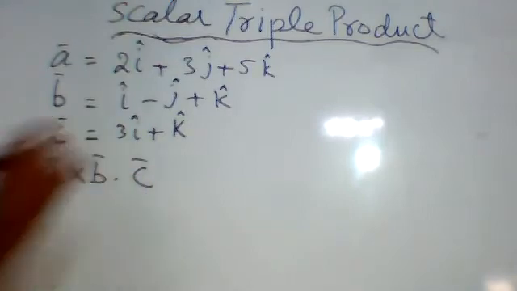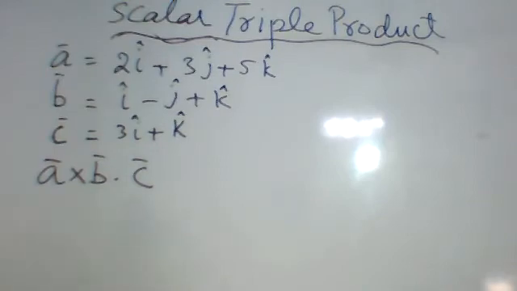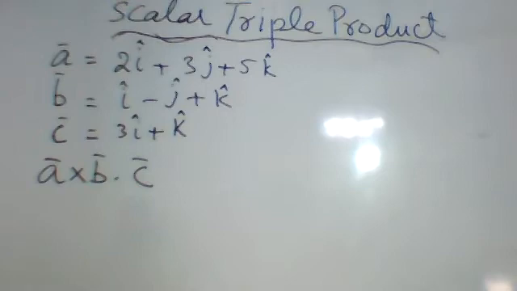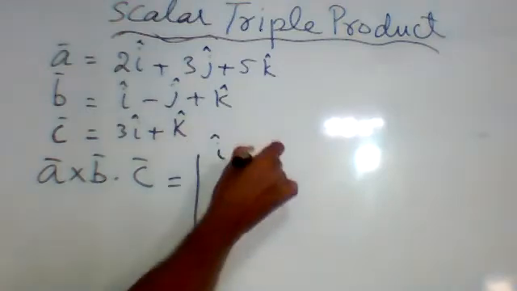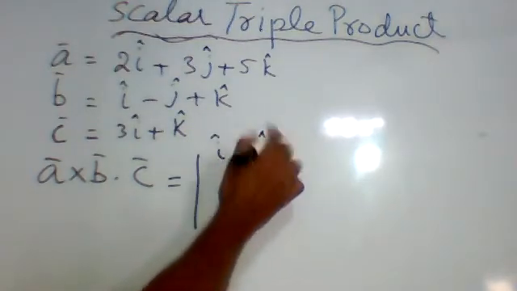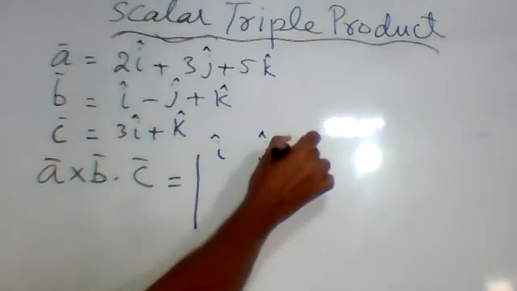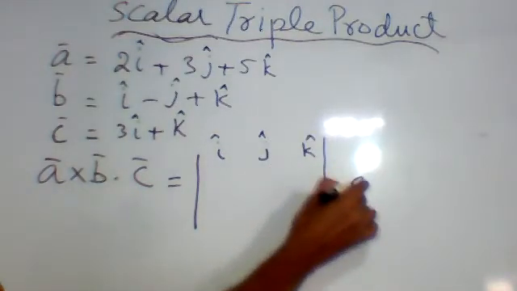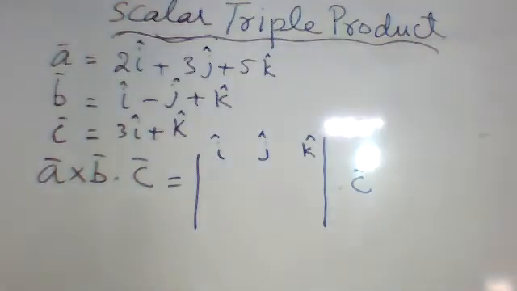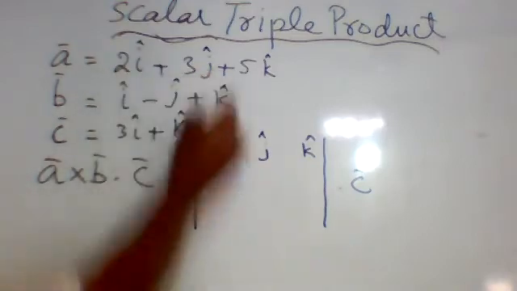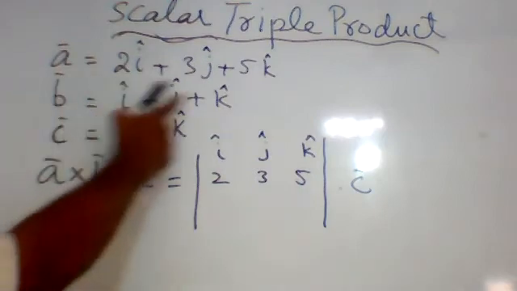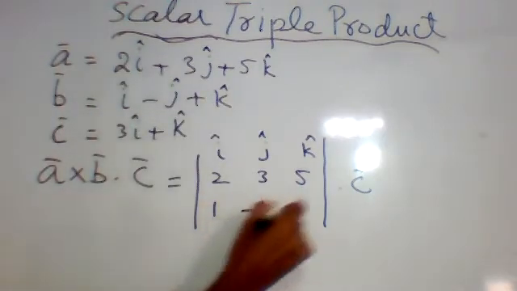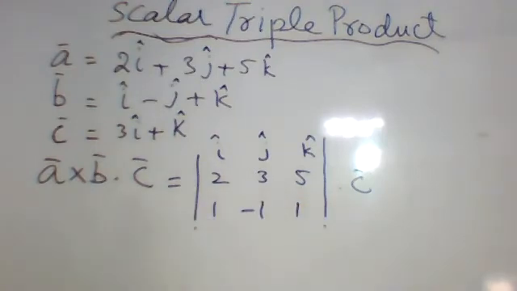Suppose here, because we already found B cross C, we take A cross B dot C. So first we take the cross, then dot C. Dot C, not into. A is 2, 3, 5 and B is 1, minus 1, 1.